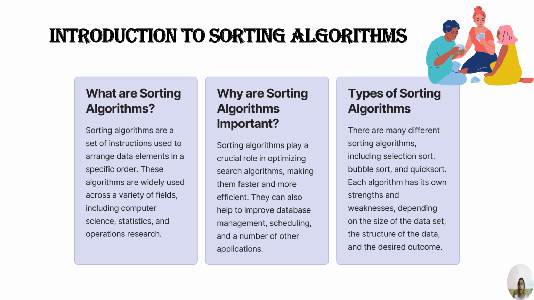Types of sorting algorithms. There are many different sorting algorithms, including selection sort, bubble sort, and quick sort. Each algorithm has its own strengths and weaknesses, depending on the size of the data set, the structure of the data, and the desired outcomes.